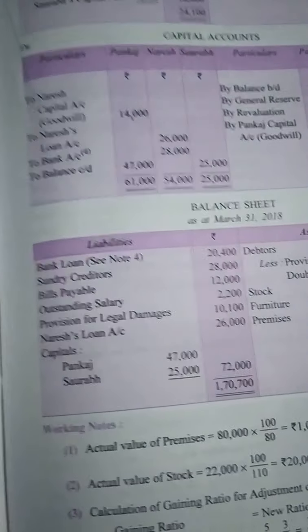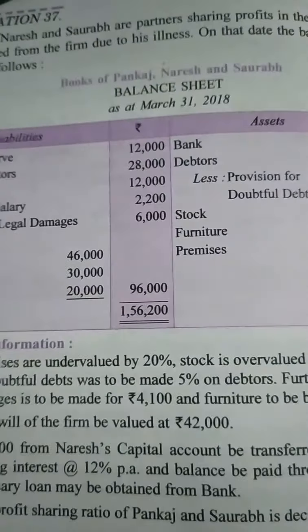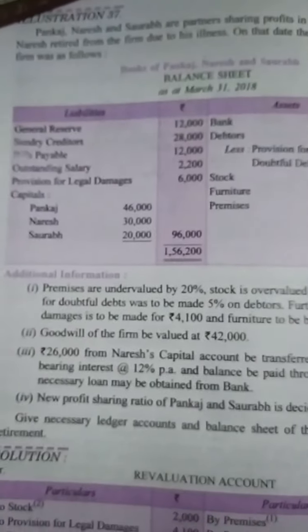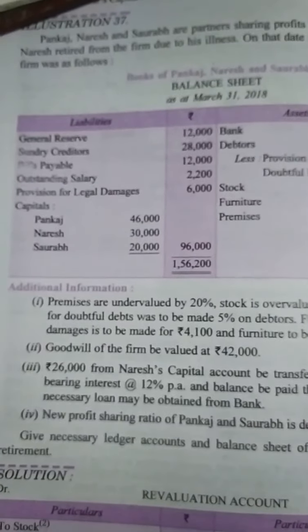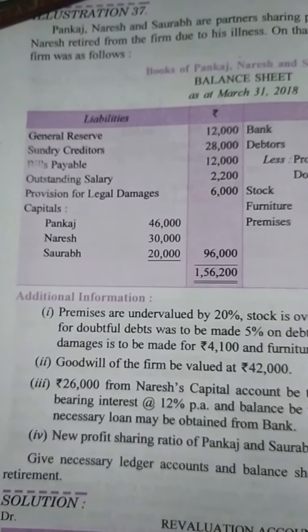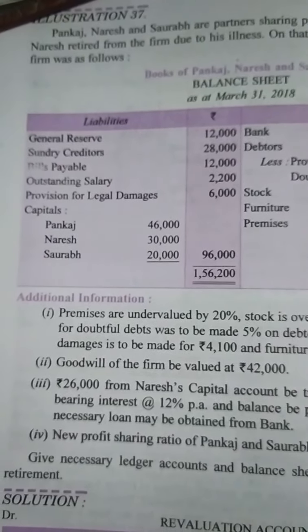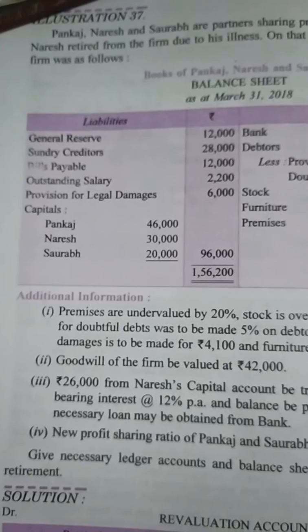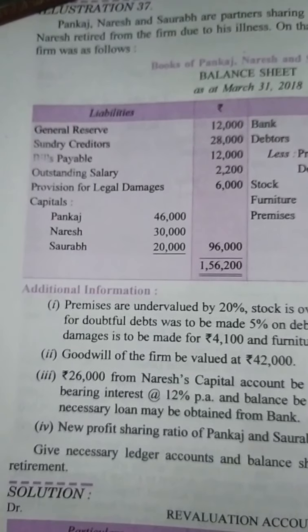Now the figure of sundry creditors. No revaluation was done related to creditors, so the same amount will be written on the liability side of the balance sheet. Bills payable, no effect because no revaluation was done. Outstanding salary, no revaluation was done, the same amount will be written.